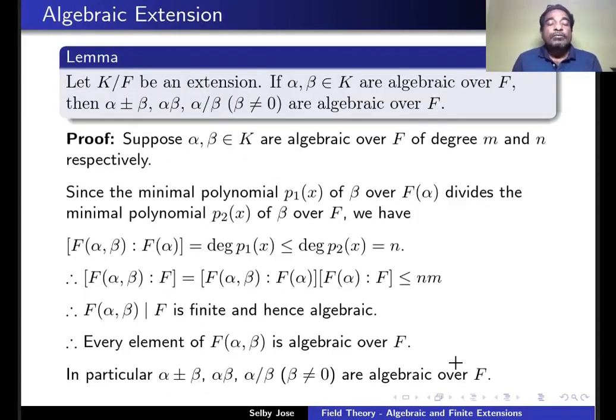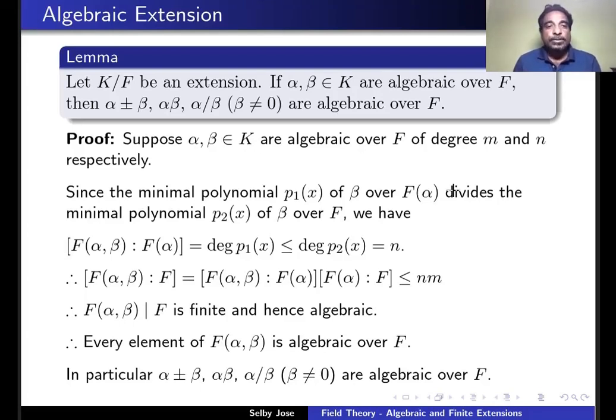Now, what are the properties of algebraic elements? The next lemma says the properties. Suppose K over F is an extension. If alpha and beta in K are algebraic over F, then their sum, their product, and alpha beta inverse are also algebraic over F.